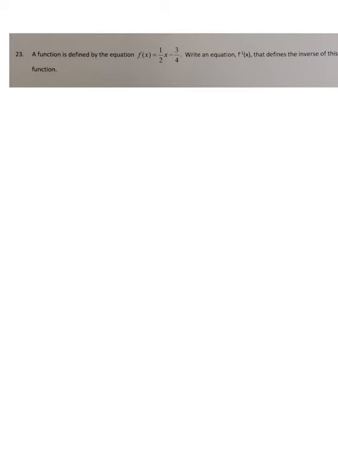Number 23 asks you to take the equation that they're giving you, and it wants you to write its inverse. Remember, this is the notation for inverse, and it says it also right here. Okay, remember the shortcut, really the easy way of doing inverse, is just switching your x and your y values. So instead of writing f of x equals, I'm going to write x equals 1/2, and then instead of writing x, I'm going to write y minus 3/4. Okay, now that is your inverse equation, but remember we always want our inverse equation to be solved for y.